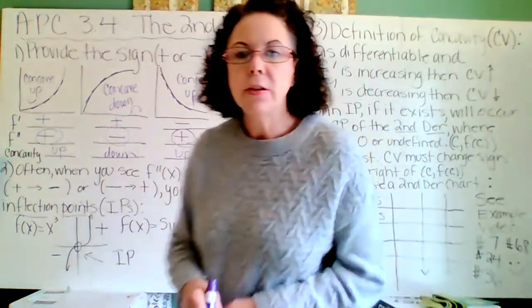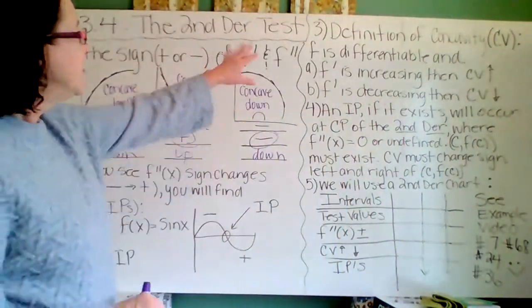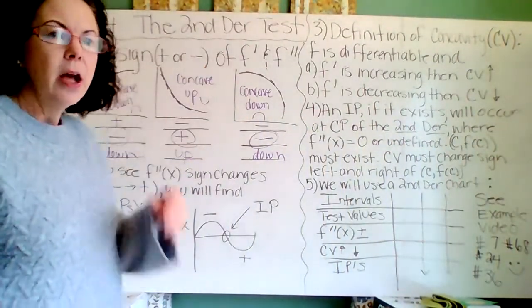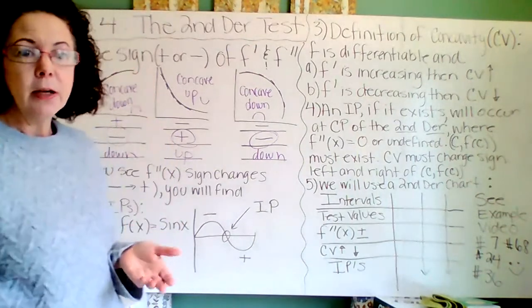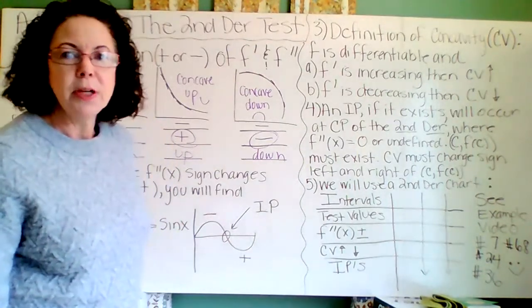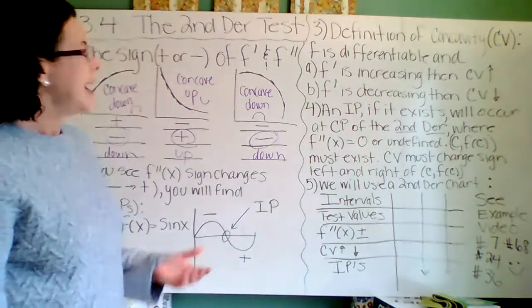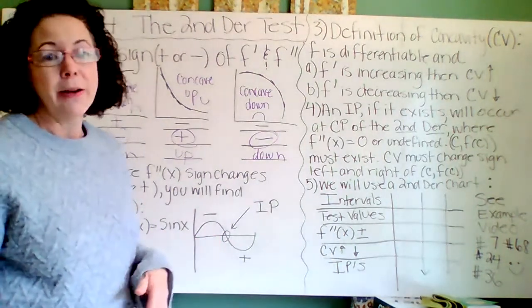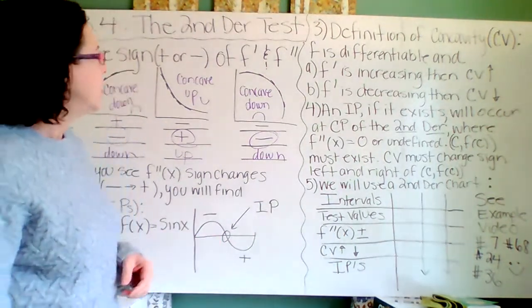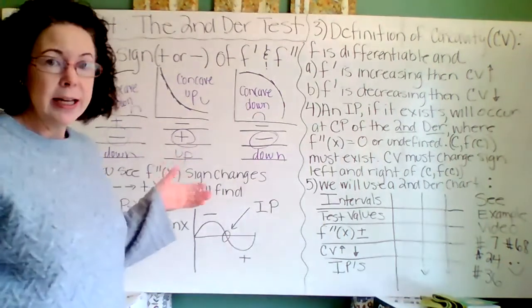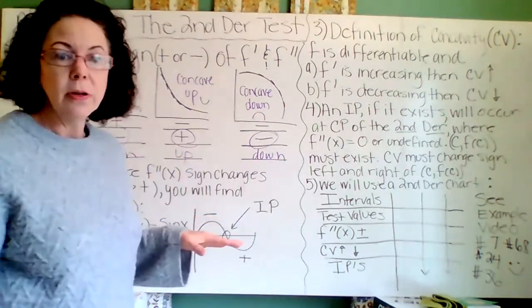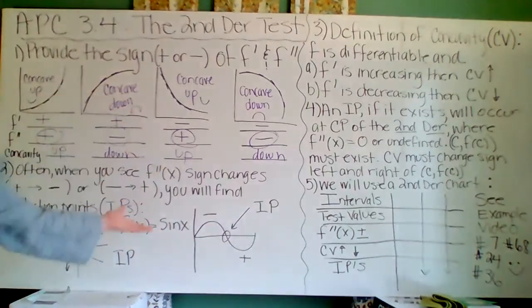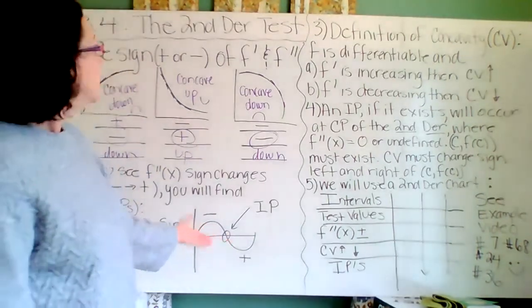So let's actually look at the definition here. The definition of concavity, and again, I usually write that as CV, right? C is continuous, so we use CV, right? And I usually just use an up arrow or a down arrow, concave up, concave down. So the definition of concavity is: f is differentiable. Of course, it has to be, right? This is second derivatives we're talking about.